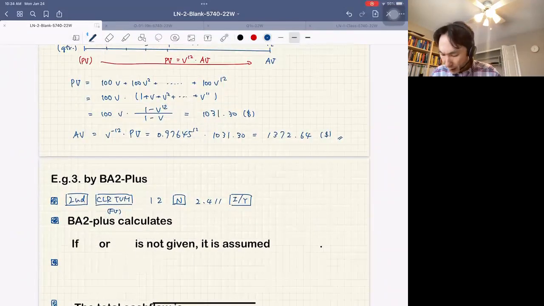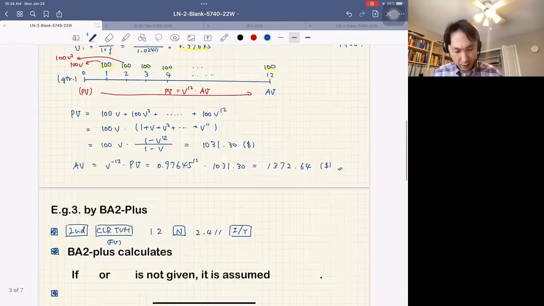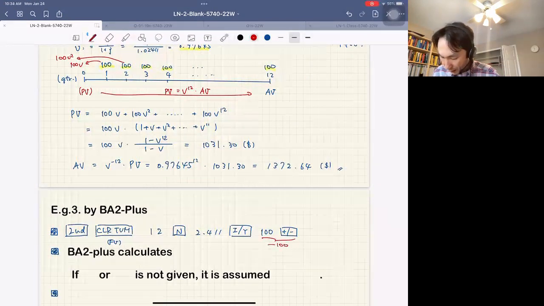Then after that, the $100 deposit each quarter. So 100. Then we make it negative, so we put the plus-minus sign. Plus-minus is at the bottom, the second one from the right. So 100, then plus-minus. This means negative 100. Okay, then compute. Compute is the top left.